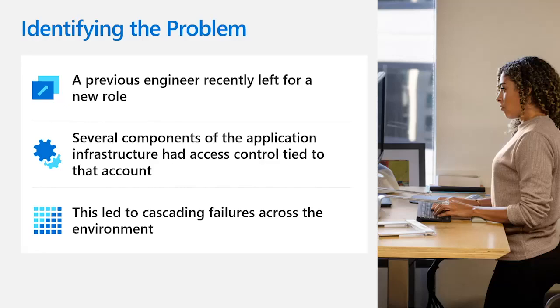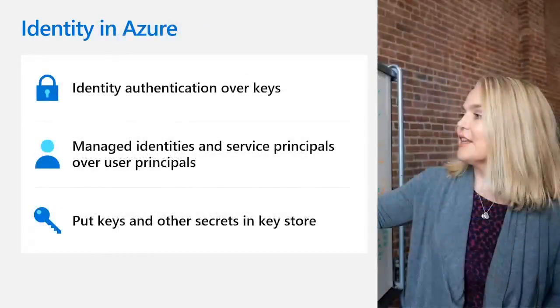How do we solve for that? Well, first, we can actually use something called managed identity or Azure managed identity in Azure. This is where we can actually have identity authentication over keys or a user account. By creating managed identities for specific services, specific applications, and then using service principals attached to that identity, we have now removed the user as a potential bottleneck.